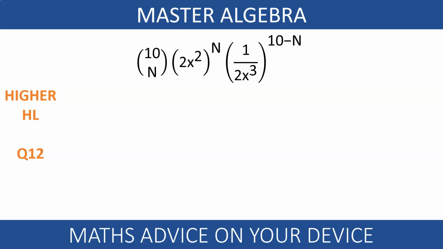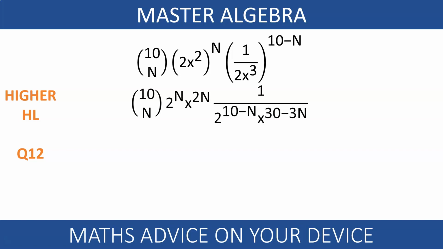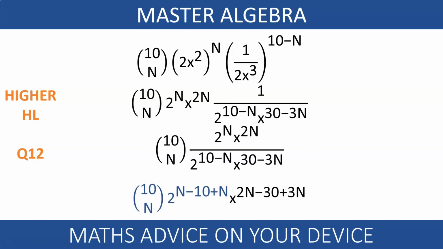The nth term of this expansion is given by 10Cn, the coefficient, times 2x squared to the power of n times 1 over 2x cubed to the power of 10 minus n. Expanding these 2 powers and simplifying, we notice that we have those terms in blue. They are just constants, regardless of the value of n. The term that we need to worry about is x to the power of 2n minus 30 plus 3n, which simplifies to x to the power of 5n minus 30.